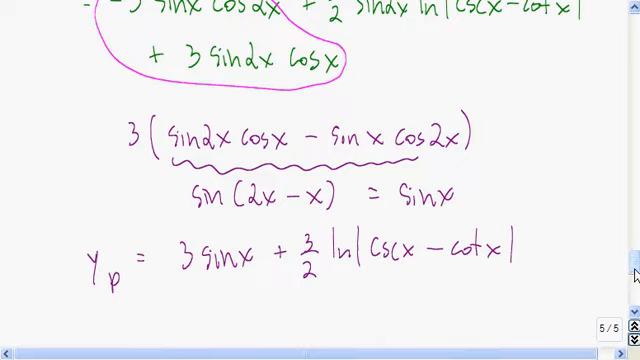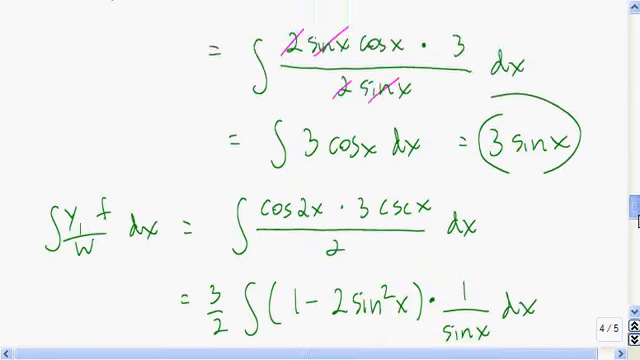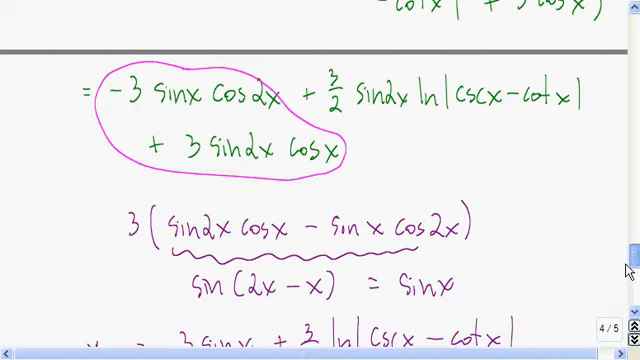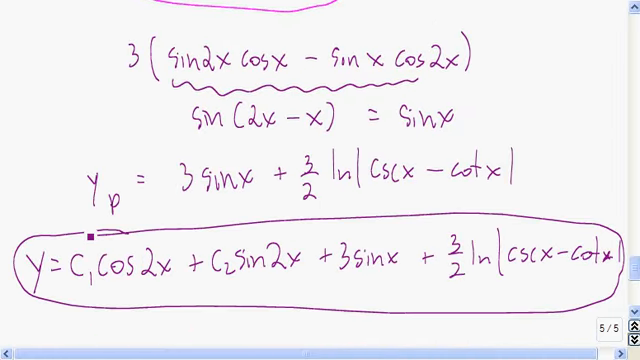All right, then finally, to get the general solution of the whole differential equation, we have to add our yc to that. Okay, so simply add yc to that, and we'll have our answer. All right, so here's our solution.